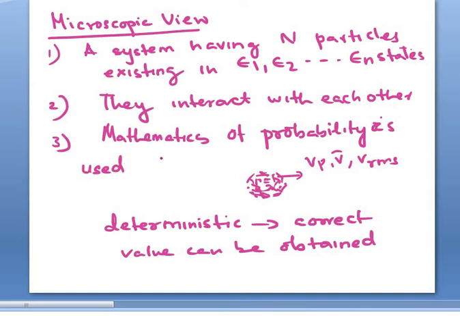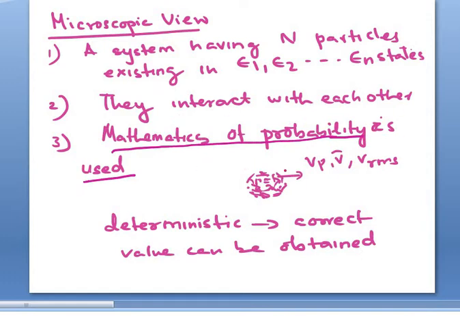They interact with each other, and the most important thing, that is we go with the mathematics of probability. Till now, whatever mechanics we were dealing with was deterministic mechanics. So we were using the classical things when we were talking about deterministic things. Now we will talk about the mathematics of probability. That is, the equilibrium state will be the most probable state.